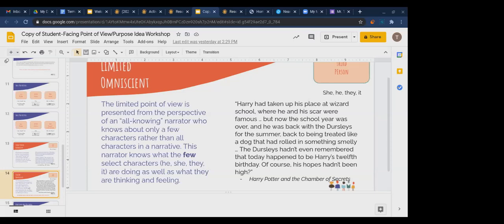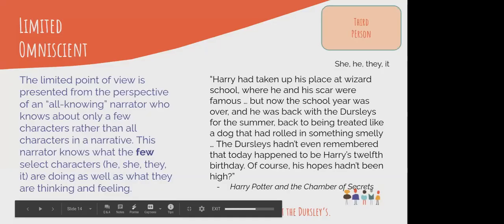Strange. So we already know Harry's thoughts and feelings. So if we had the Dursleys' feelings, right, we would have to know. That's what we would have to change. So instead of saying the Dursleys hadn't even remembered, maybe the author would say something like, the Dursleys knew it was his 12th birthday, but they didn't care anyway, or something like that. That tells us the thoughts and feelings of all the characters, which we know is what we're looking for in regular omniscient. Good job though, picking that out. Okay.